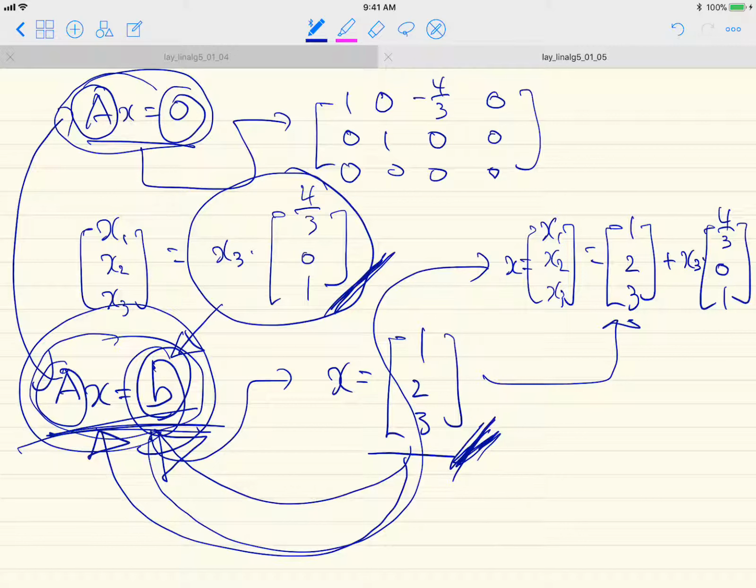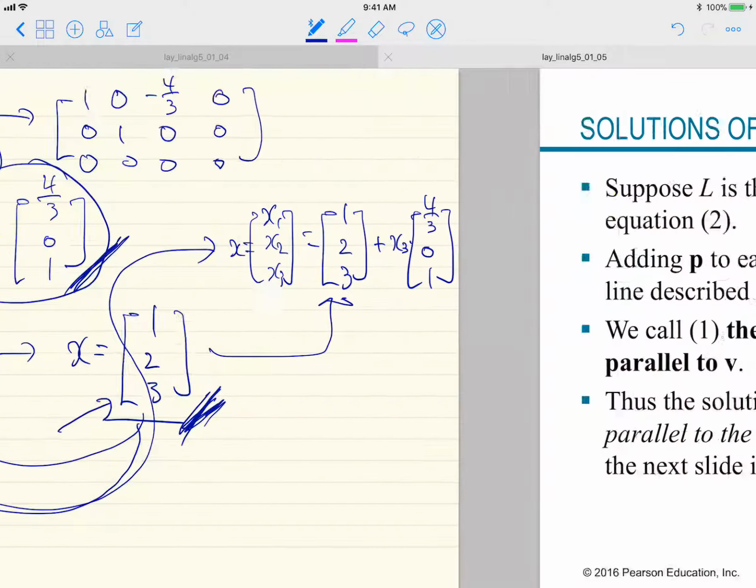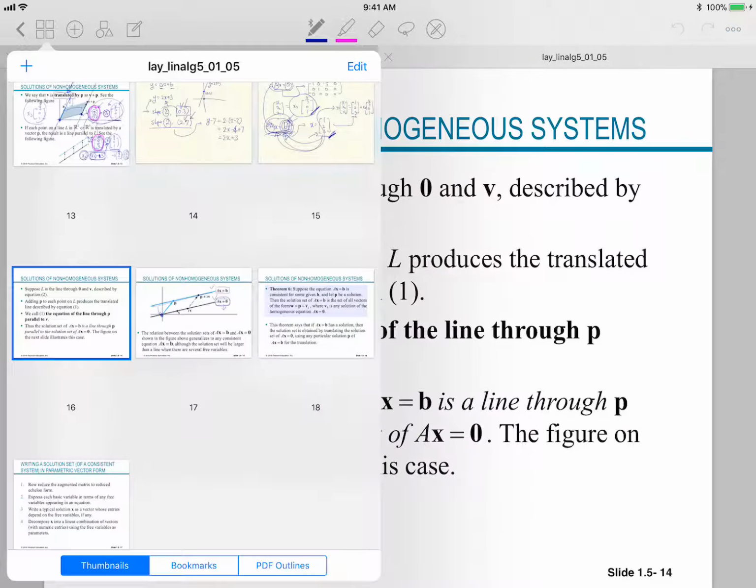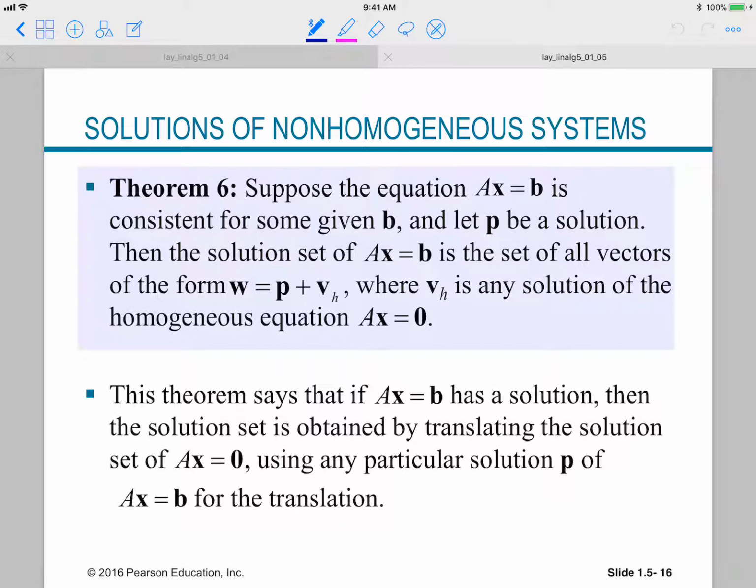So yeah, in this case, again, I didn't give you what the B value is. Okay, so this is the main point of the last theorem in this chapter. Okay.